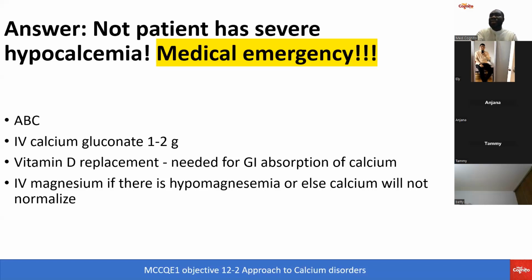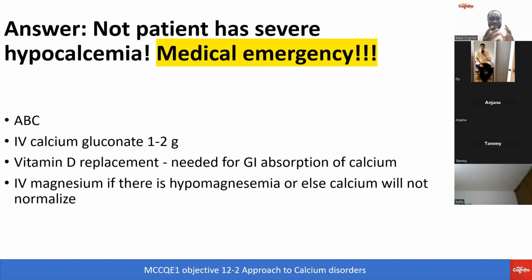Another thing I need to also know is that hypomagnesemia goes with hypocalcemia. So if I have a patient who has hypomagnesemia plus hypocalcemia, and I'm correcting the calcium level, I need to also make sure that I correct the magnesium level as well. If I don't do that, there'll be a problem with the absorption of the calcium. Doctors, this is hypocalcemia made ridiculously simple.